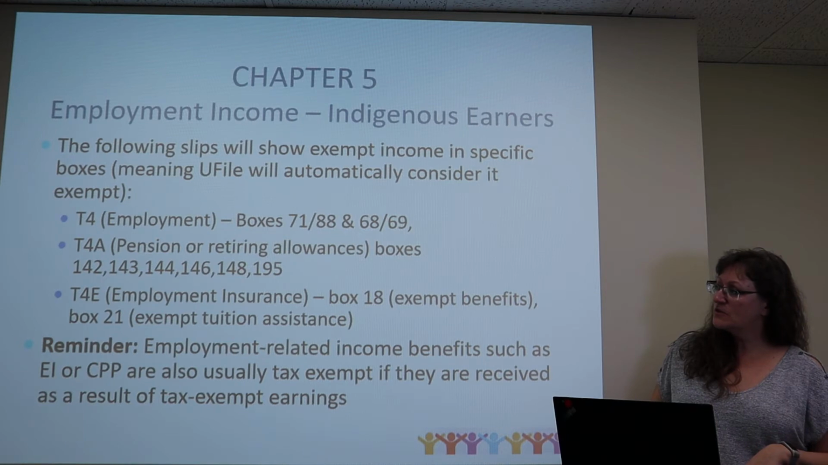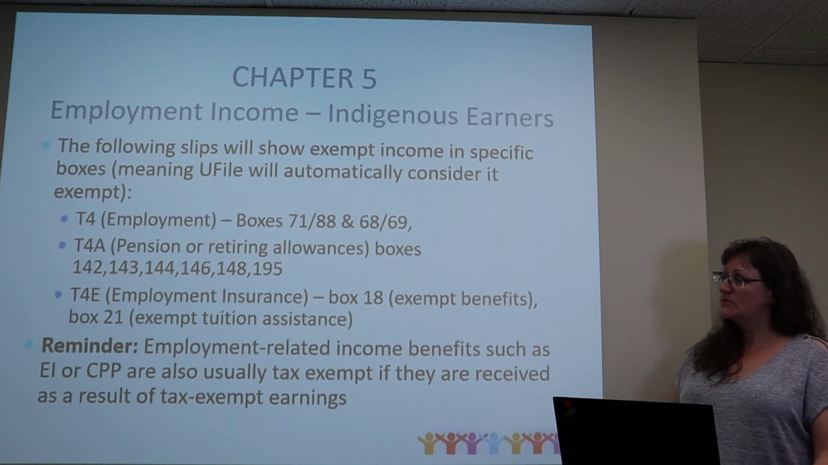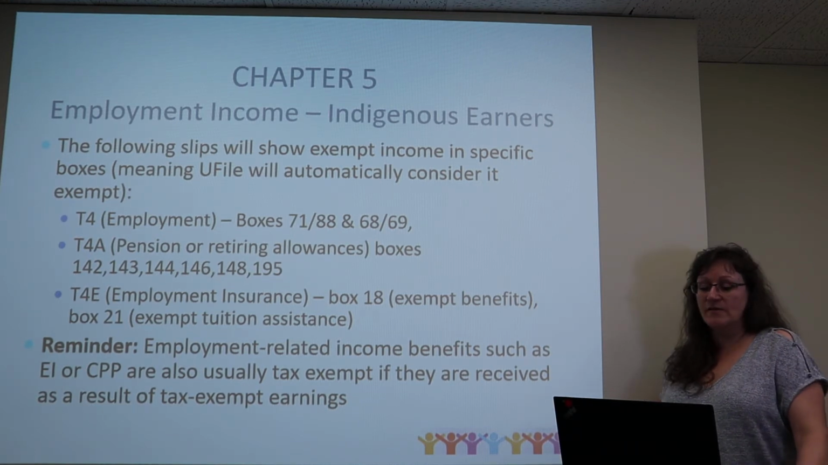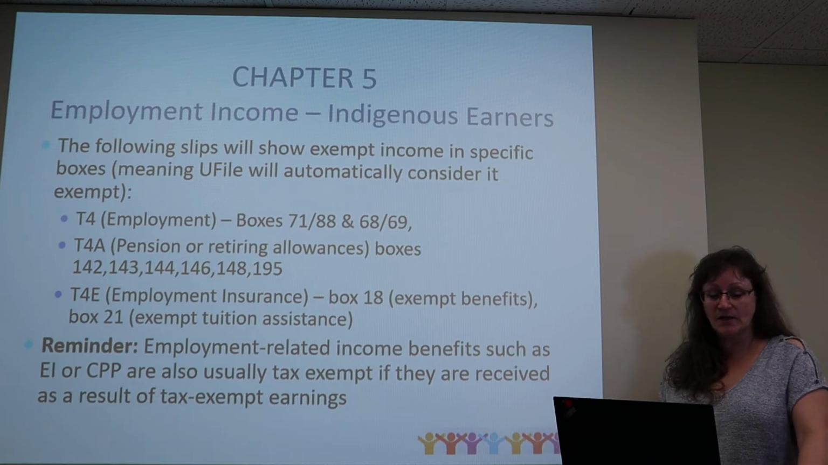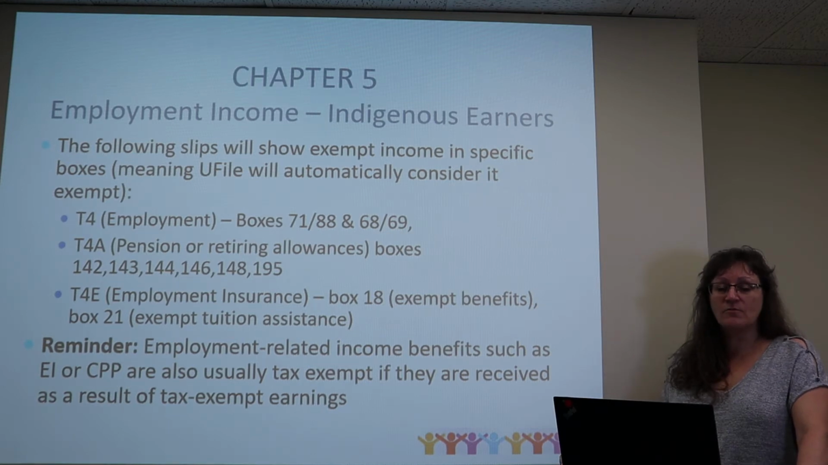On the various slips, there are different boxes. Again, you don't need to memorize this because the software knows when you enter something from those boxes that makes it exempt. But on T4 income, it's boxes 71 and 88 or 68 and 69. On the T4A slip, which is often used to report pension income, and we'll spend more time talking about that in Chapter 6, there are a number of different boxes that will make that exempt income depending on the source of where it's coming from. And on the T4E, which is employment insurance benefits, box 18 would be exempt.